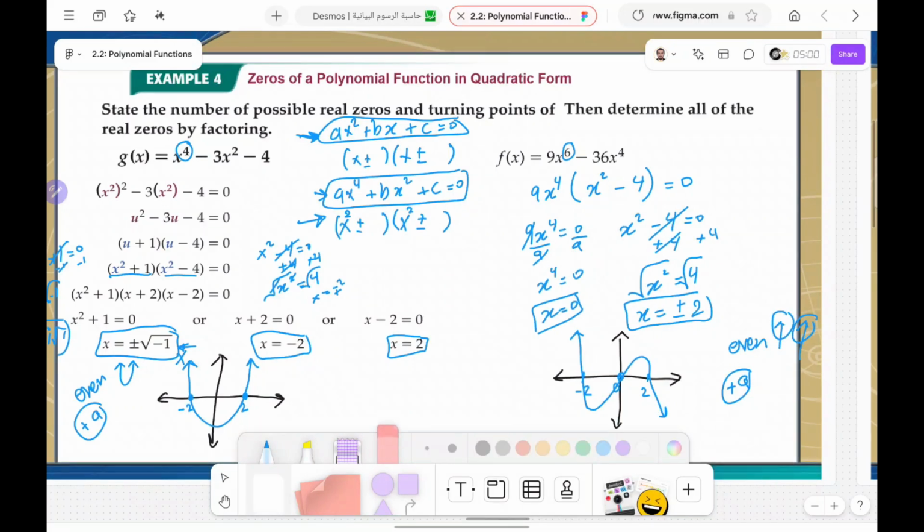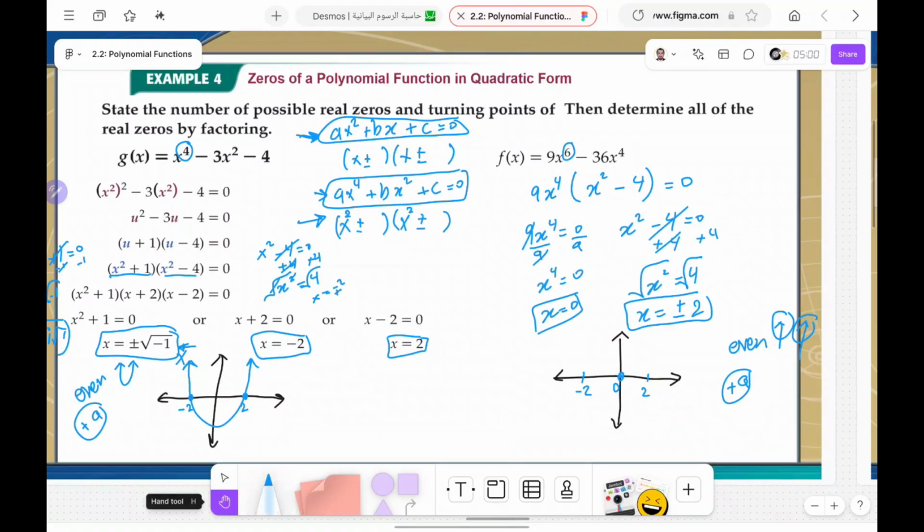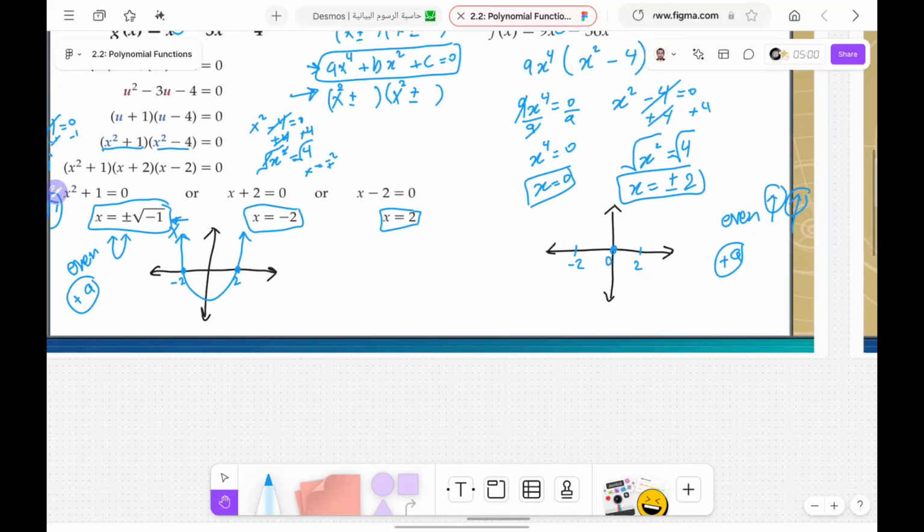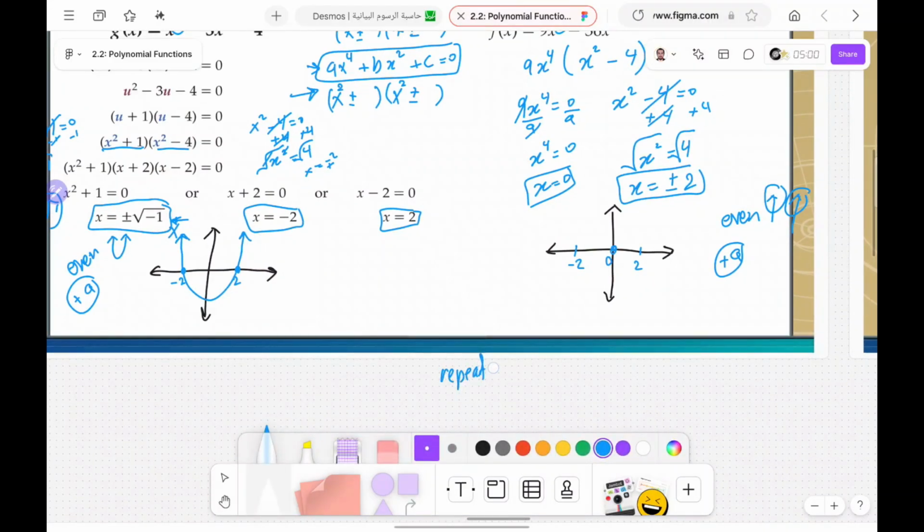So what should I do? There is a mistake here in this equation. Let's fix this mistake. What's the mistake that I have here? Now we have something here, we call it repeated zeros. What do repeated zeros mean? Repeated zeros, or we have another word for it, which is multiplicity. What does multiplicity or the repeated zero mean?